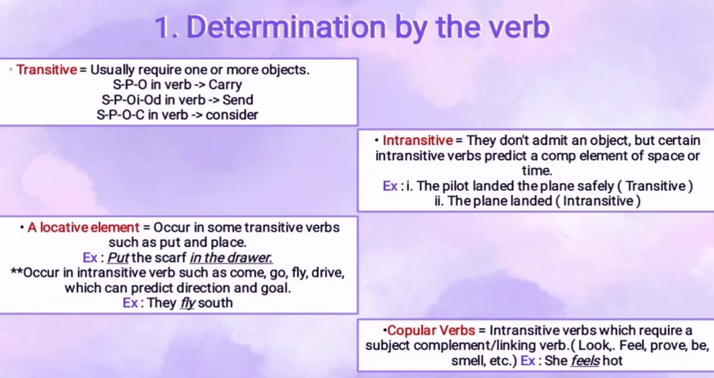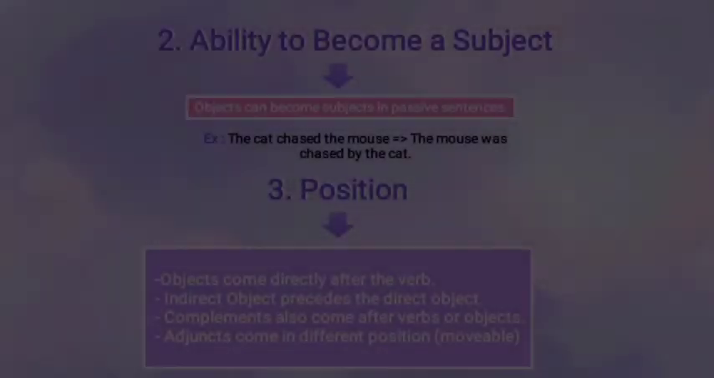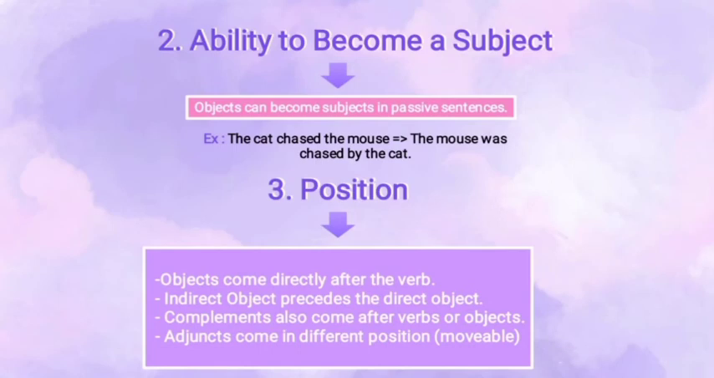Copular verbs. Intransitive verbs which require a subject complement, or linking verbs. Look, feel, prove, be, smell, etc. For example, she feels hot. Feels is a copular verb. And the second, ability to become a subject.